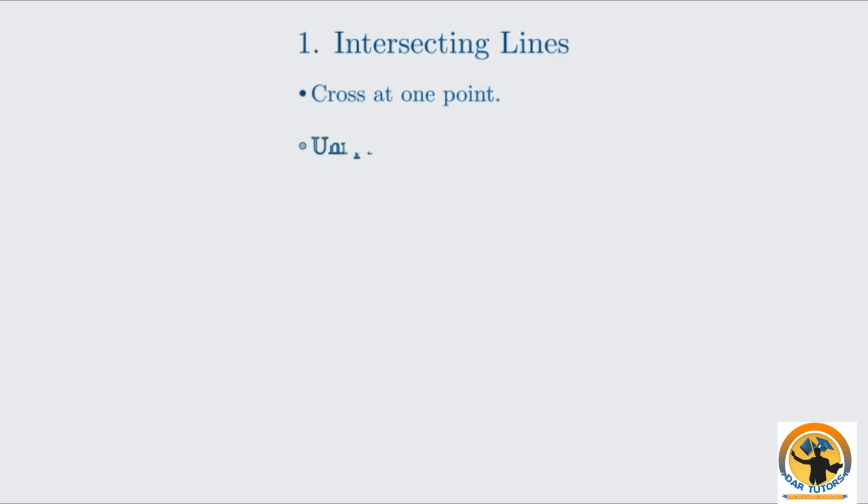We'll begin by examining lines in a two-dimensional plane. In this setting, there are 3 possible relationships between any 2 distinct lines. First, the lines can be intersecting. This means they cross at exactly one point, giving us a unique solution to their equations.